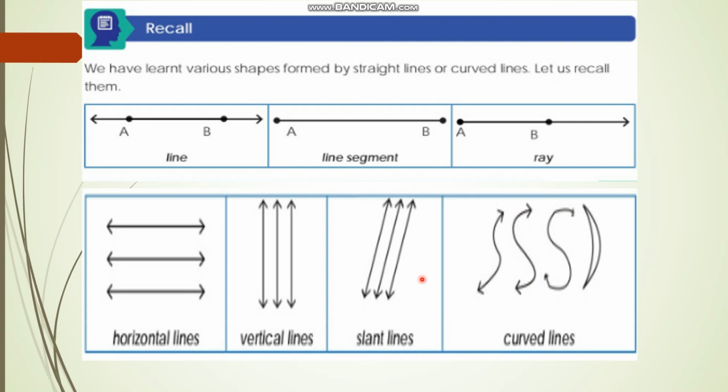Got it, children? Okay. So what did we learn? Different types of lines. Which are the different types of lines? Horizontal lines, vertical lines, slant lines and curved lines. Got it?